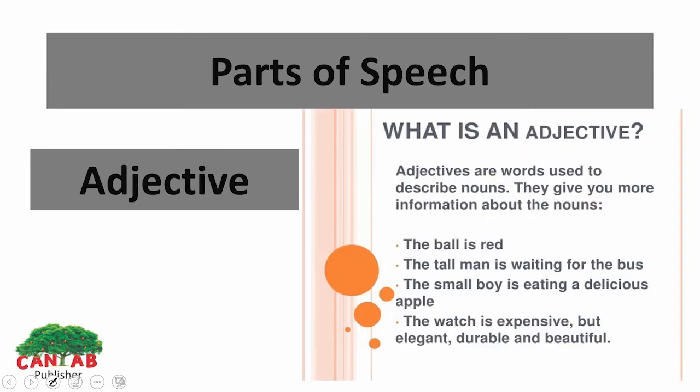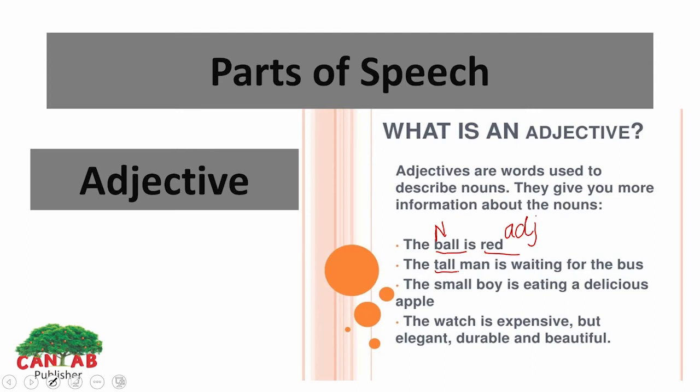Let's discuss adjective. What is an adjective? Adjectives are words used to describe nouns. They give you more information about the nouns. For example, the ball is red. Here the ball is noun and red is an adjective. Look at the second one. The tall man is waiting for the bus. Yes. In this sentence, adjective is tall.